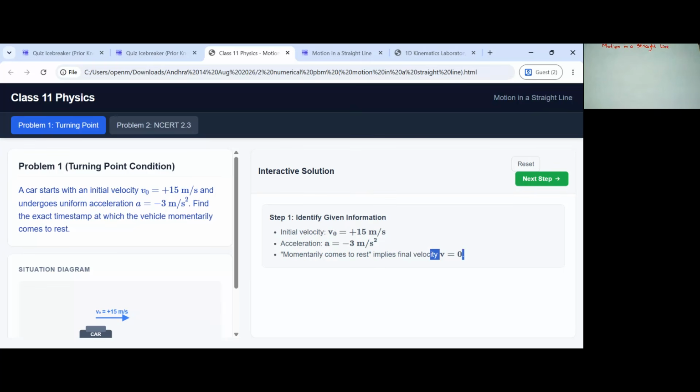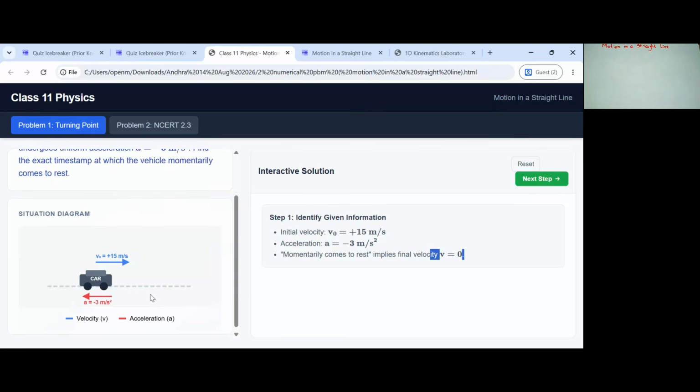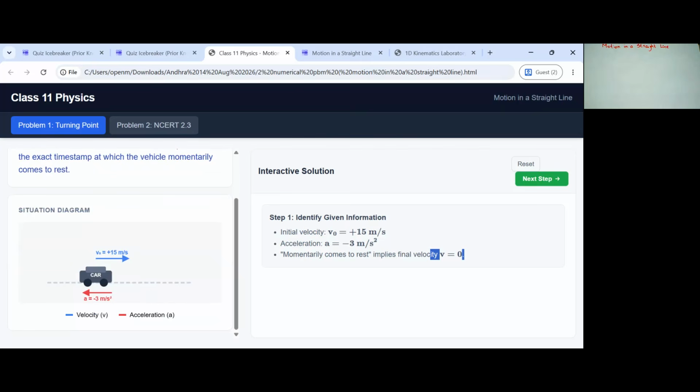So here we have a car moving forward because of velocity plus 15 meter per second in our positive direction, indicated by the blue color line. Clear? Blue color line means the blue velocity vector, 15 meter per second. But notice the red color vector, the acceleration. Acceleration is negative. So what does a negative acceleration mean when velocity is positive?